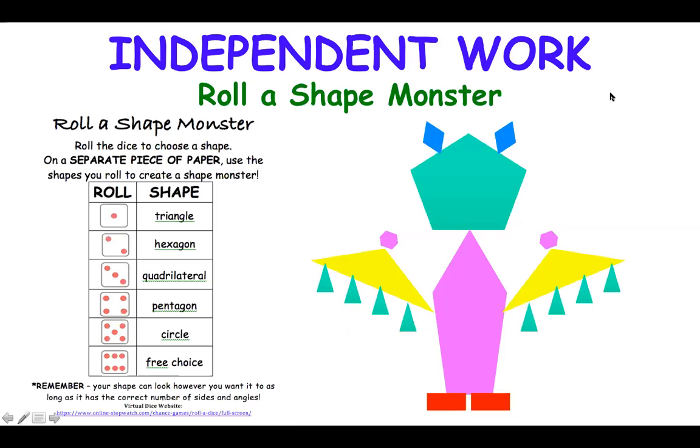So for your independent work today, we're going to do something fun. You're going to roll a shape monster. Yep. So here are your directions. And this is also, I've attached this document on the post on Class Dojo so that you can print this out or open it on the computer and look at the directions while you're doing this activity.